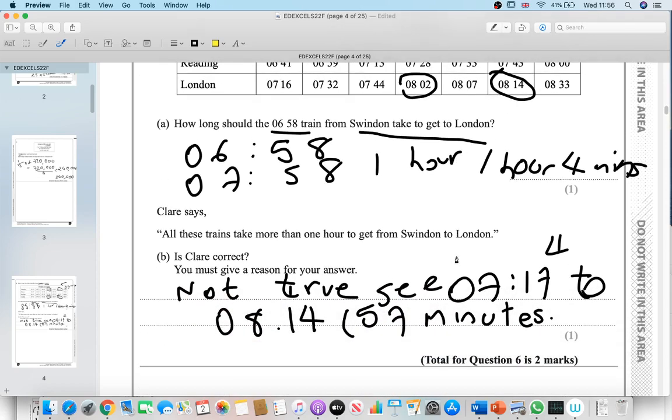Right, guys. Part B. Claire says all the trains take more than 1 hour to get from Swindon to London. Is Claire correct? You must give a reason for your answer.